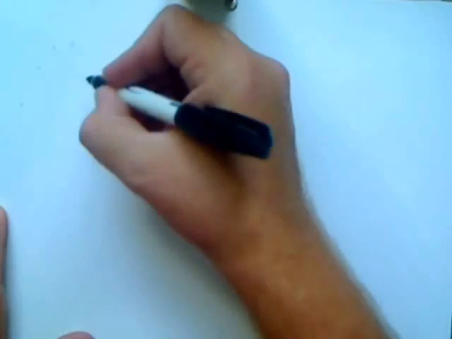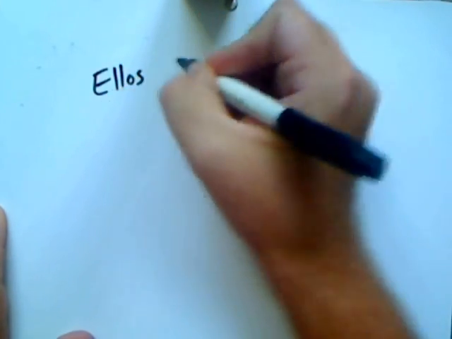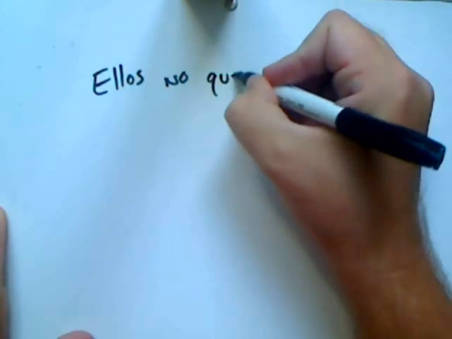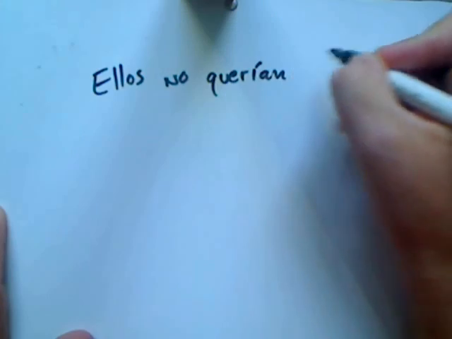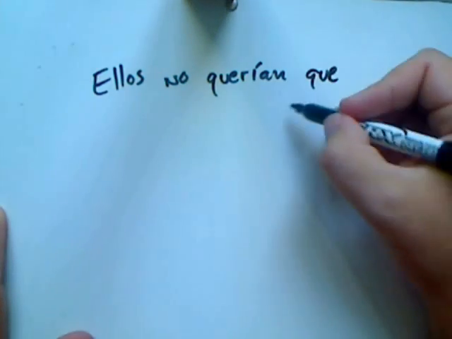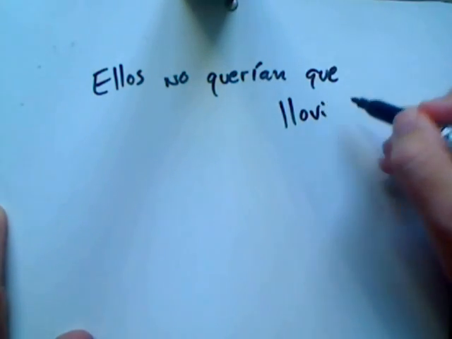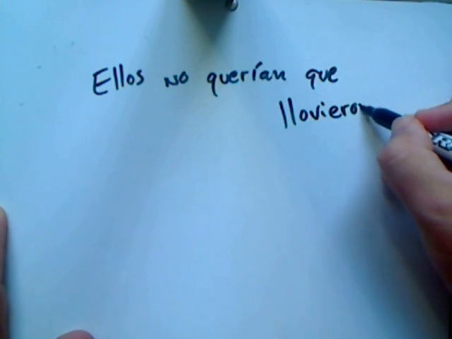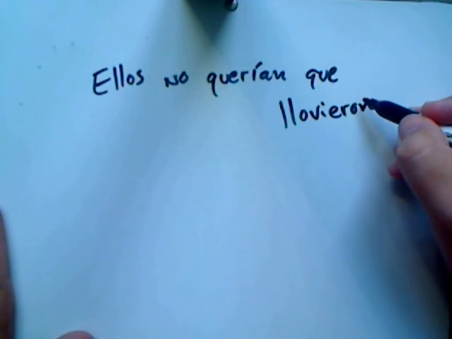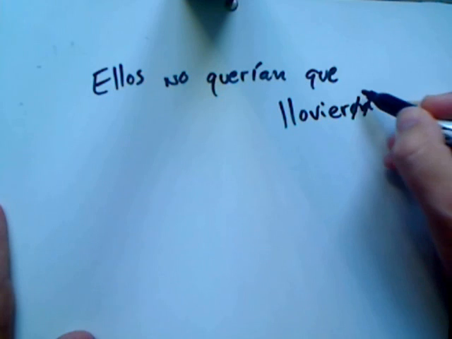A couple other examples. Okay, they didn't want it to rain. Ellos no querían que to rain. Again, going to the third person plural of the preterite, llovieron, which is a form that you would never see since this is an impersonal verb, but lloviera. Ellos no querían que lloviera.